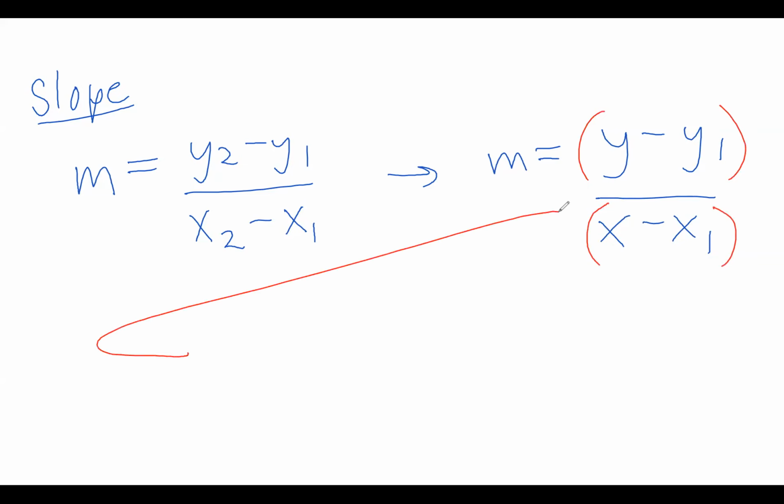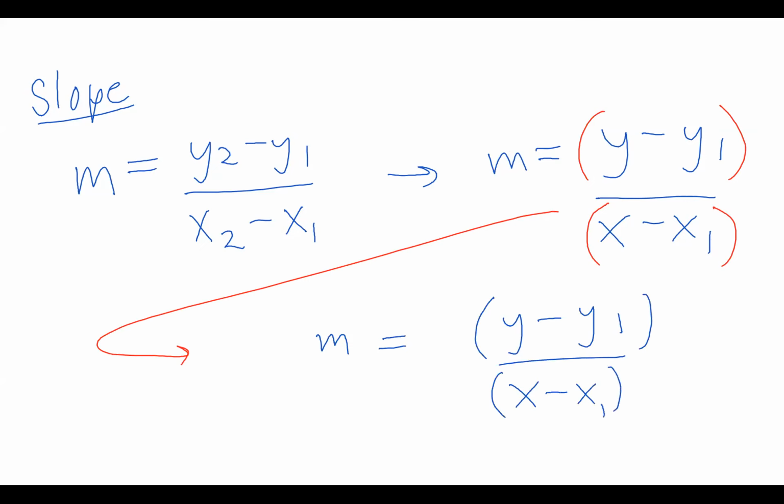I'll rewrite it. Just giving myself a little bit more space. So m equals y minus y1 over x minus x1. Okay, so what I'm going to do here is multiply both sides of that equation by the denominator x minus x1. And remember with equations, whatever you do on one side, do to the other side to keep them balanced. If you multiply by the denominator, the x minus x1 will cancel out.